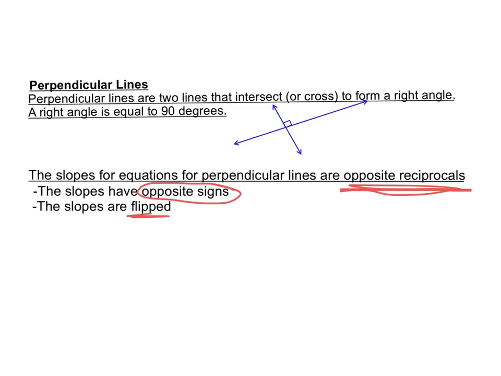Perpendicular lines, the slopes for those equations are opposite reciprocals. What that means is they are opposite signs and the slopes are flipped. The truth is we don't care about the y-intercept anymore. They can be the same and you will still get a different line. So what we really focus on when we try to find the equation of perpendicular lines are the slopes, and the slopes are the only thing we really need to worry about.